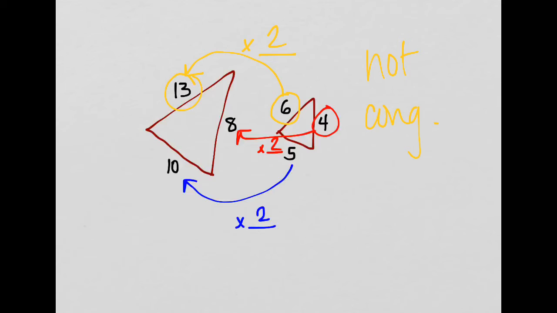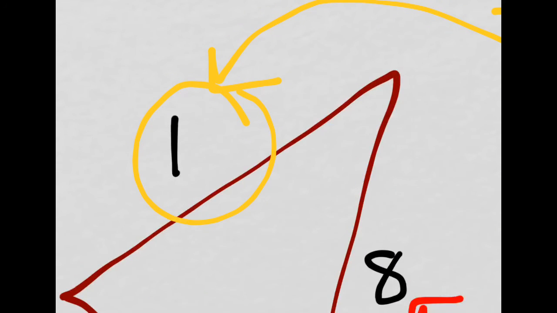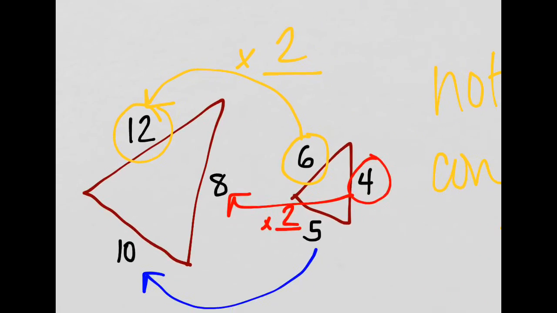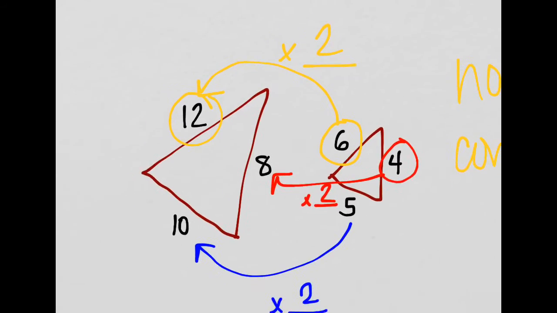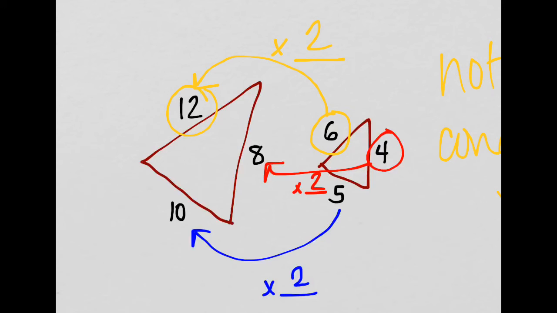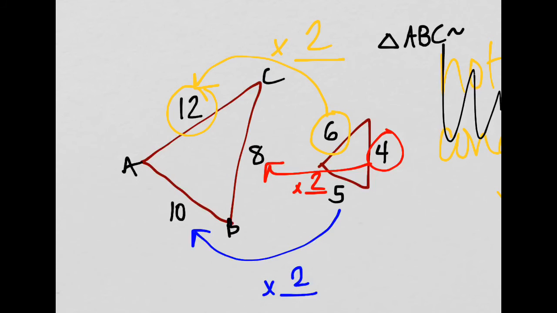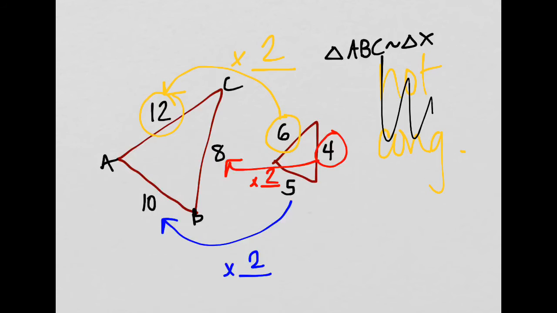Now, what would I do to make these similar triangles if I could change something? Let's zoom in here a little bit. If this were a 12, then I could have similar triangles because everything is multiplied by the same scale factor, 2. So in this case, we'll just call them the same letters: triangle ABC is going to be similar to triangle XYZ because, why? What's my postulate or my theorem?